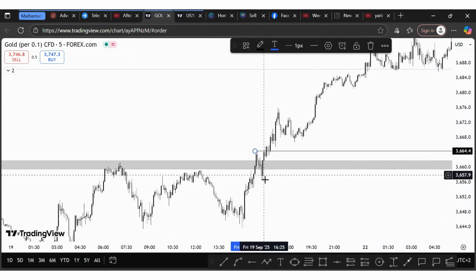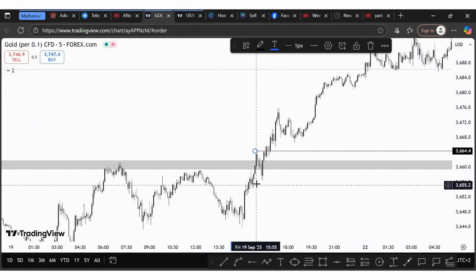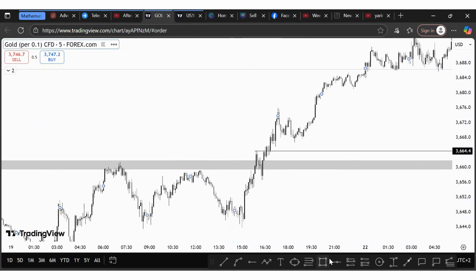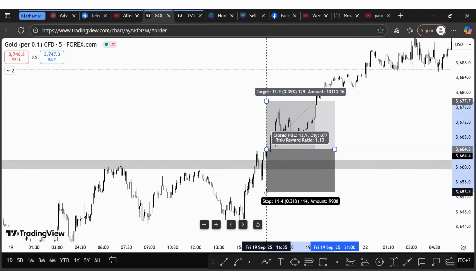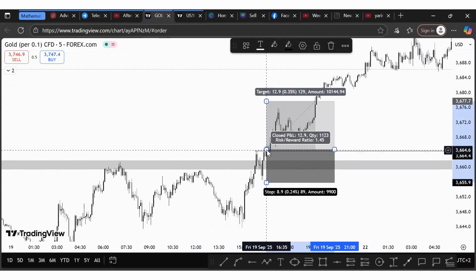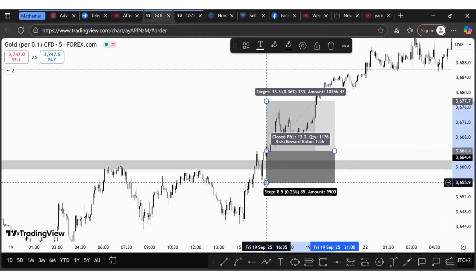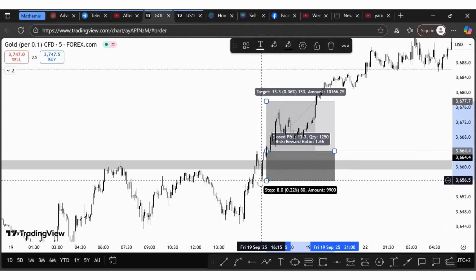Once it broke above, we waited for it to come back down and create that higher low before it can start to shoot back up, so we can have a nice entry and a stop loss. So our entry was here and our stop loss was just here.